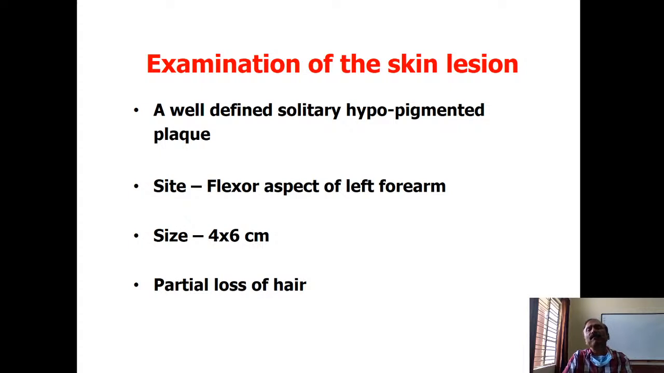Okay, so when you examine a skin lesion, you will say it is a well-defined, solitary, hypopigmented plaque, which is located on the flexor aspect of the left forearm, which is about 4 centimeters in length and 6 centimeters in width. The patch has got a partial loss of hair.